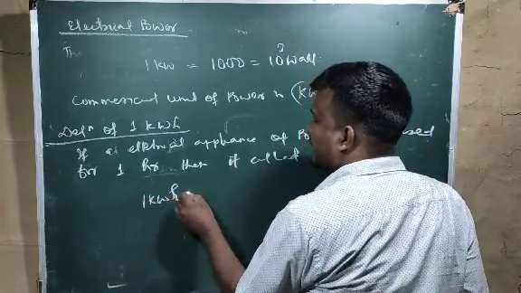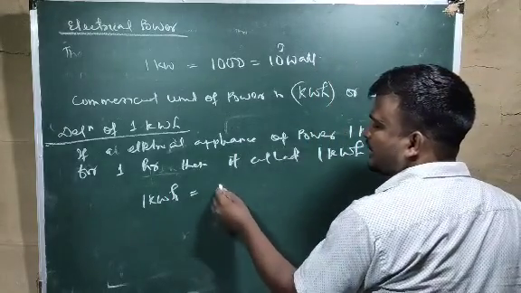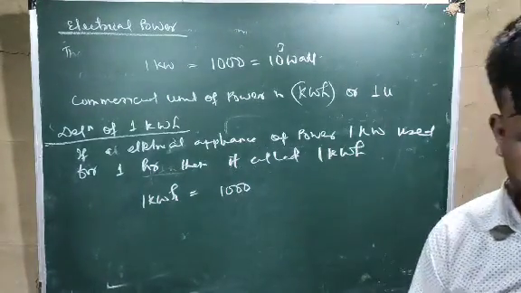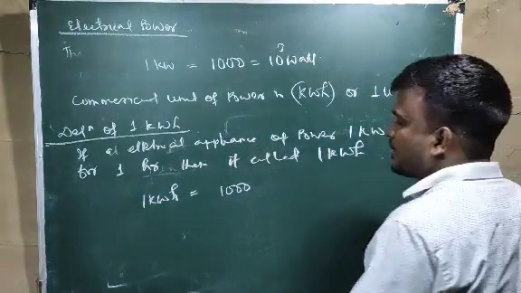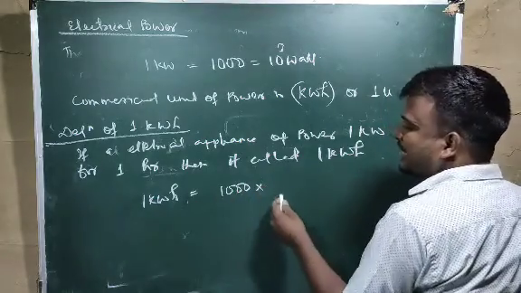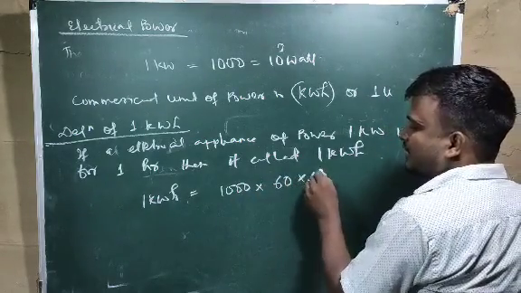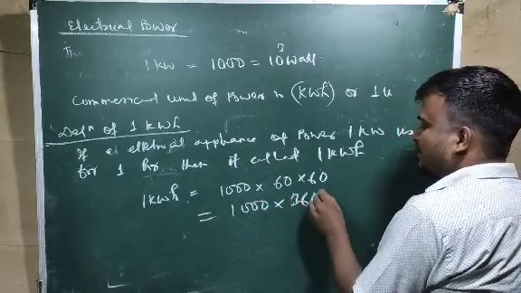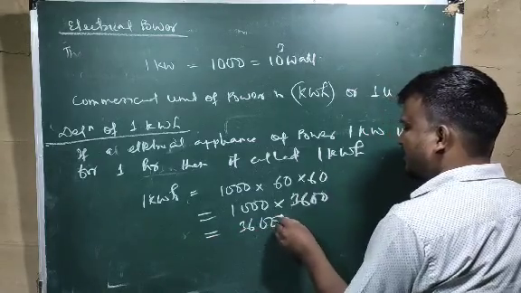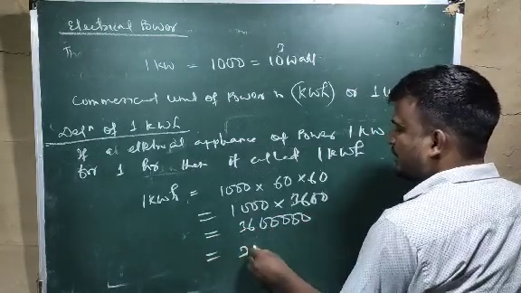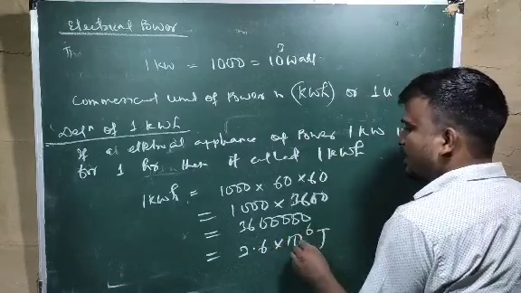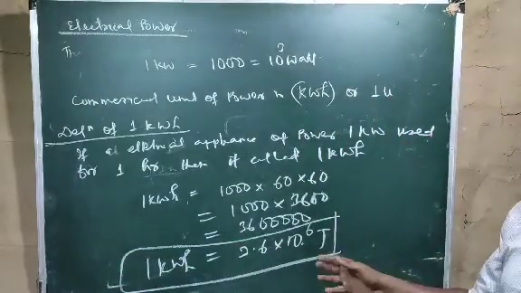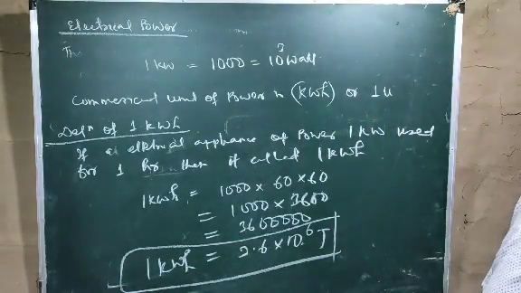In 1 kilowatt hour, how much watt is there? 1000 watt. And in 1 hour, how many seconds are there? 60 into 60. 1000 multiplied by 60 into 60 will be 3600 with five zeros, so if you write this one, it will be 3.6 into 10 to the power 6 joule. So in 1 kilowatt hour, there is 3.6 into 10 to the power 6 joule.